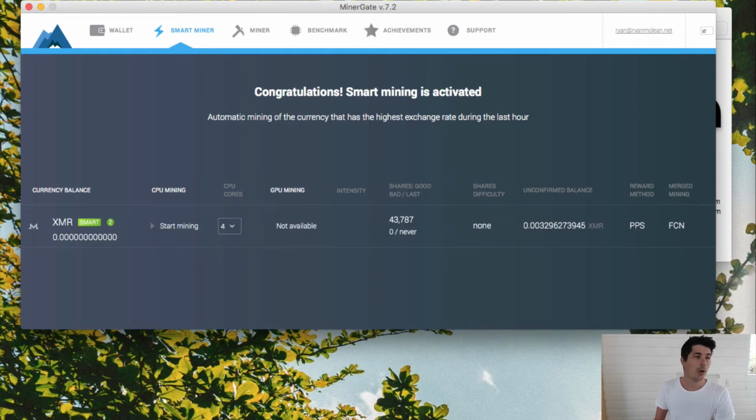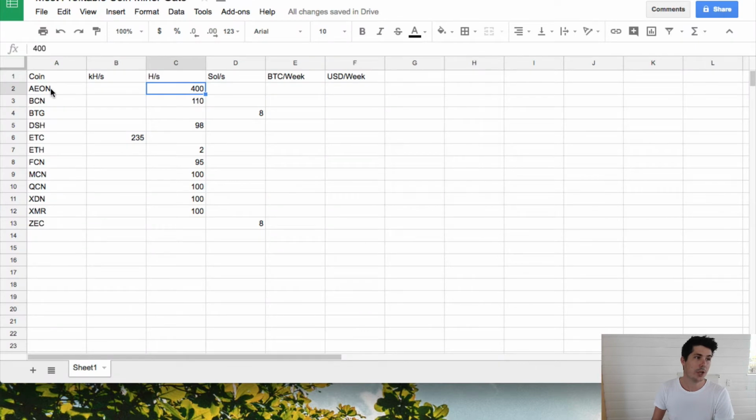So to do this, what I'm going to do is I've got a spreadsheet here with all of the possible coins you can mine using Minergate. And I've also done an assessment of how fast my computer can mine each of these coins.